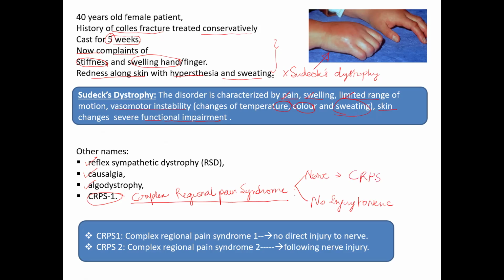CRPS, complex regional pain syndrome 2. Where there is no injury other than the nerve injury, like a blunt injury to the hand, or after surgery over the hand, or after a fracture of the hand, if the patient has these symptoms, that is called complex regional pain syndrome 1. So in type 1, there is no associated nerve injury, whereas in type 2, there is associated nerve injury. I hope I am clear on this one.